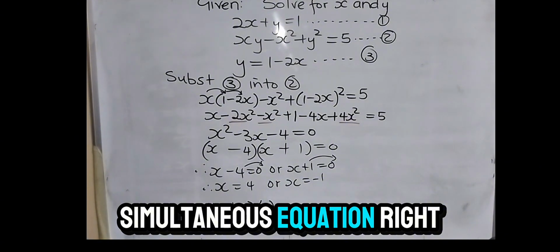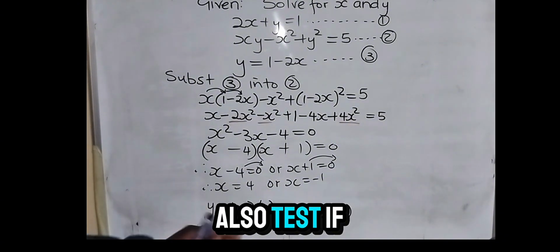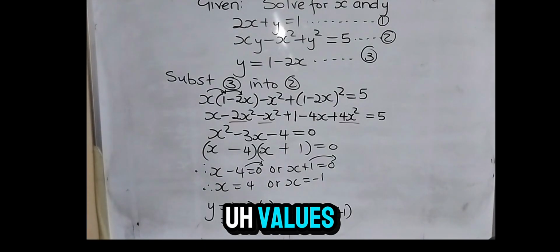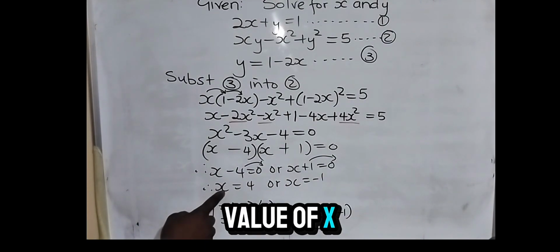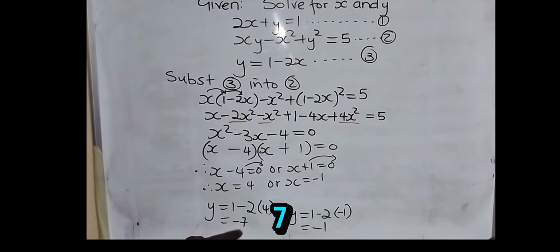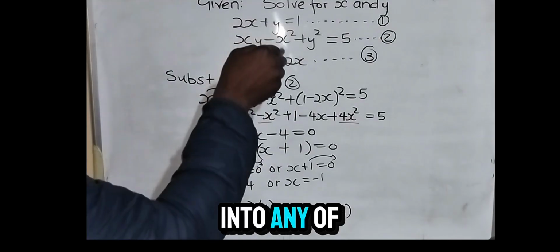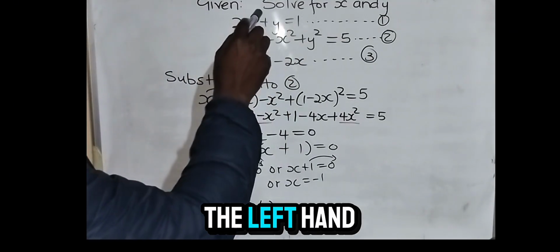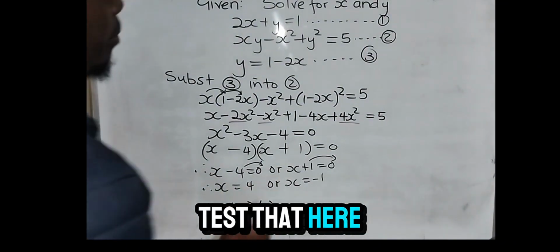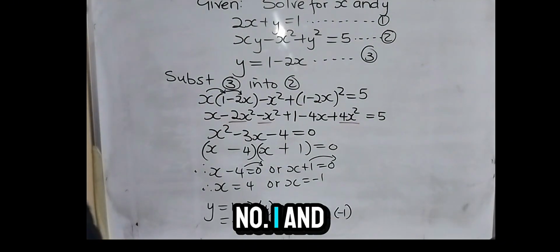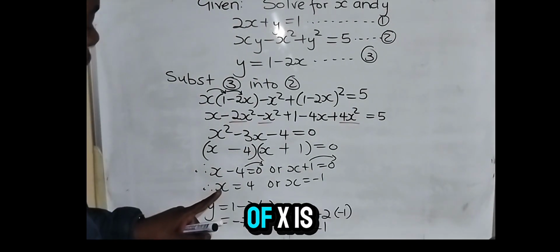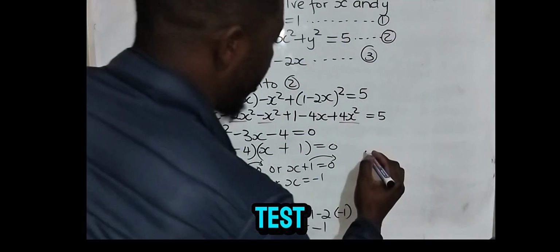simultaneous equation. You can also test if this is true if you want. You can choose any two values. So you can choose the value of x. When x is equal to 4, what would be the value of y? The value of y is negative 7. And then you can substitute them into any of these two equations and see if the left hand side will be equal to the right hand side. So we can test that here. Let's take equation number 1 and see if this is going to work. The value of x is 4. So let's test.